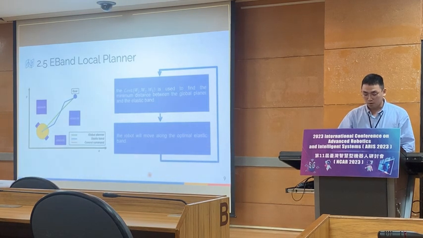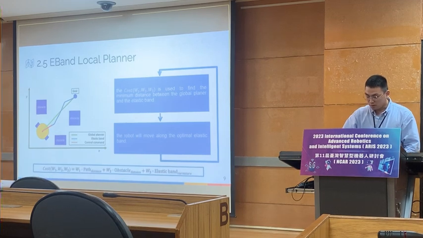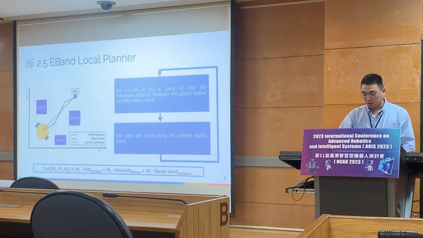2.5 TEB local planner. TEB uses a cost function to find the minimum distance between the global planner and the elastic band. So the robot will move along the optimal elastic band. In this process, the cost function finds the optimal elastic band by evaluating the distance to the path, obstacle, and the curvature of the elastic band.